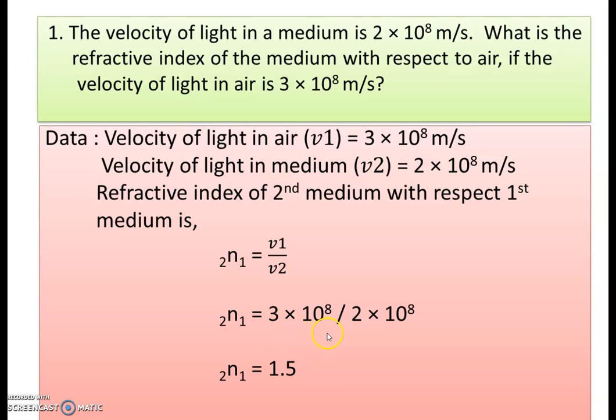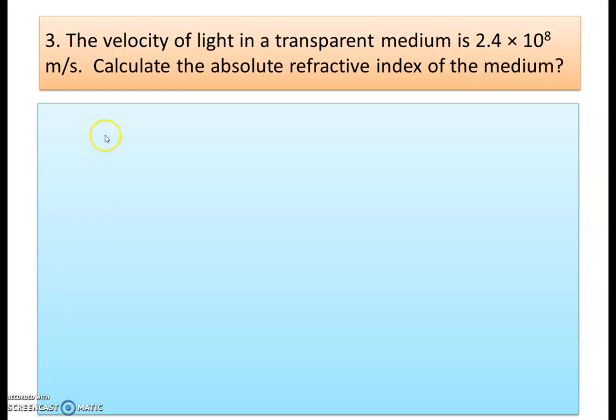That means 3 by 2 divided by 3 by 2, that means 1.5. So, the refractive index of the second medium with respect to the first medium is 1.5. We will take another problem.